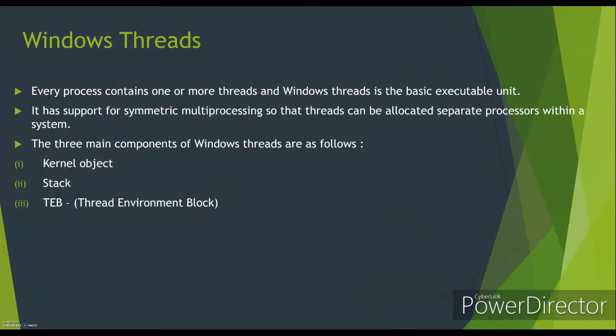Now coming to Windows threads. Every process contains one or more threads, and a Windows thread is the basic executable unit. It has support for symmetric multiprocessing so that threads can be allocated separate processors within a system. There are three main components of a Windows thread: kernel object, stack, and thread environment block.